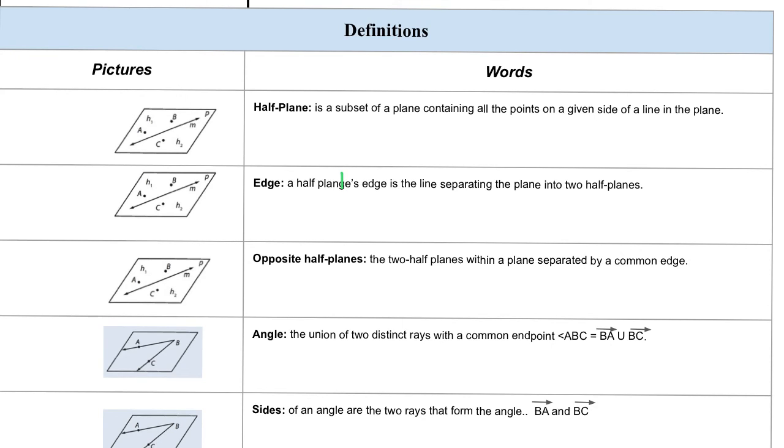Angle, here's one of your big definitions starting here. An angle is the union of 2 distinct rays with a common end point. Angle ABC is equal to the union of ray BA and ray BC. Okay? Sides. The sides of an angle are the 2 rays that form the angle.